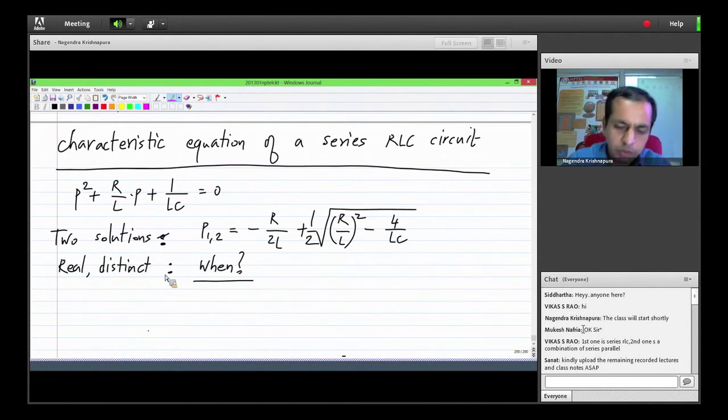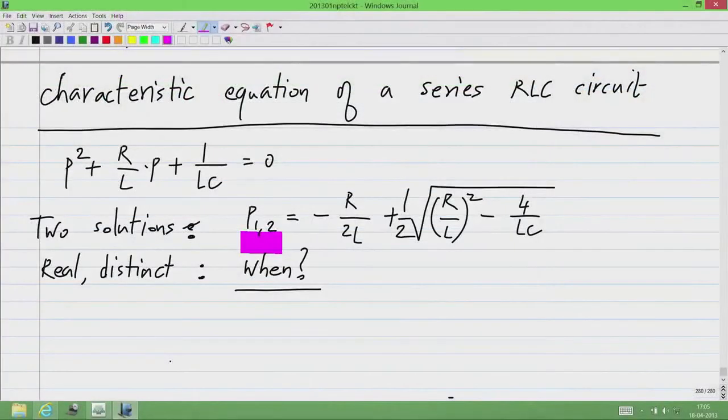I think the question is not very clear, or somehow you have not understood the question properly. We will have two values of P, that is P1 and P2. The two values of P are given by these two solutions, minus R by 2L plus half of square root of this, minus R by 2L minus half square root of this whole thing. This is just the solution to this quadratic equation, that is all.